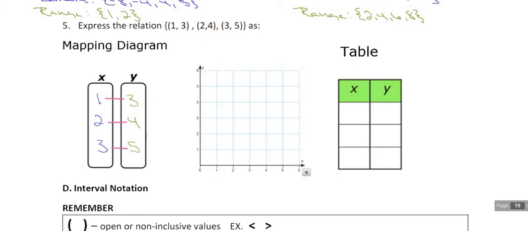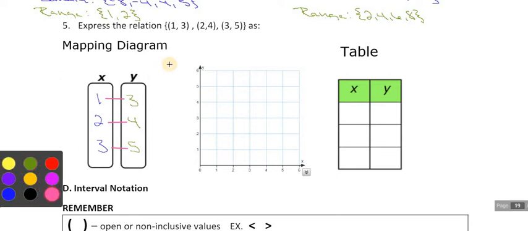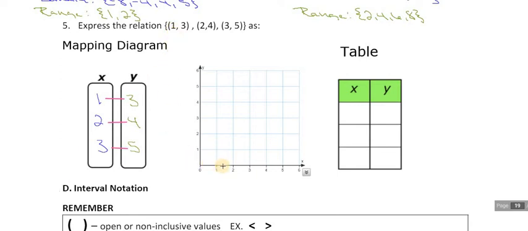Next, if we're talking about our graphs, the ordered pair 1, 3, x is 1, y is 3. Next, 2, 4, x is 2, y is 4. And 3, 5, x is 3, y is 5. Okay, so there are our 3 ordered pairs graphed on the coordinate plane.